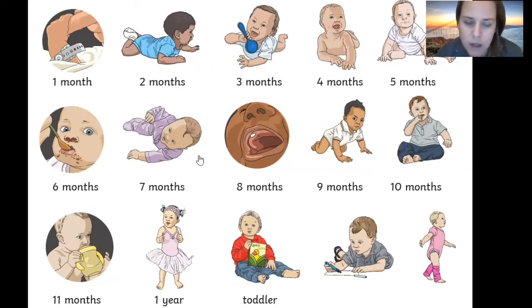7 months they're rolling over. 8 months we've got teeth. Teeth do sometimes come before 8 months. 9 months we've got some crawling, and you can see how that baby is changing and growing, can't you?